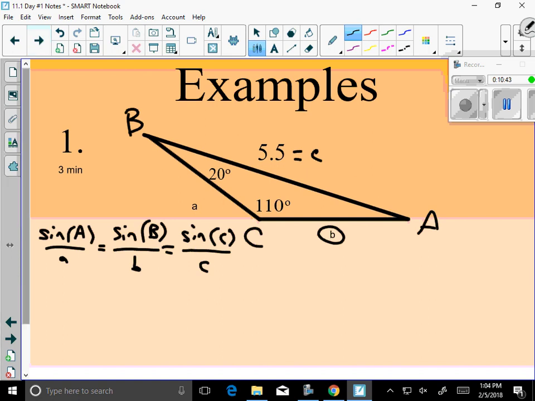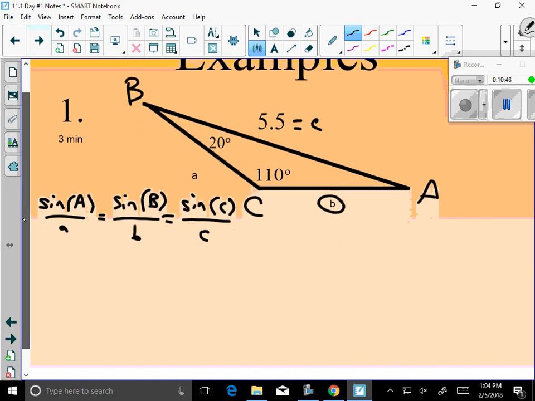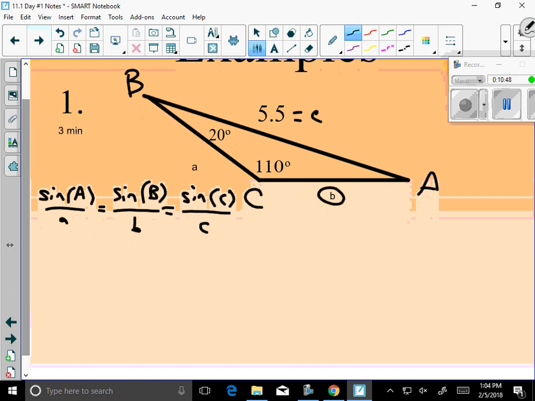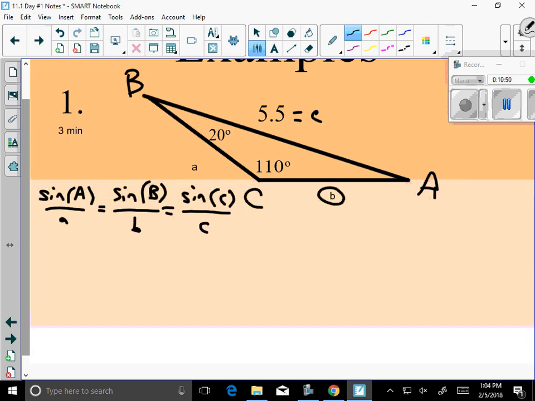Okay. Do I know angle A? I don't know the measure of angle A. It's over here, right? I don't know it. I can find it. Sure, I can find it. How would I find it? 180 minus 130. Okay, so let me rewrite.